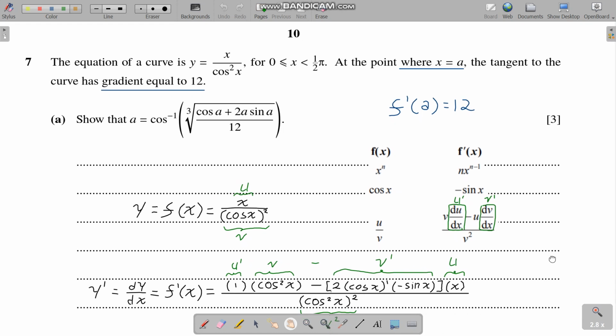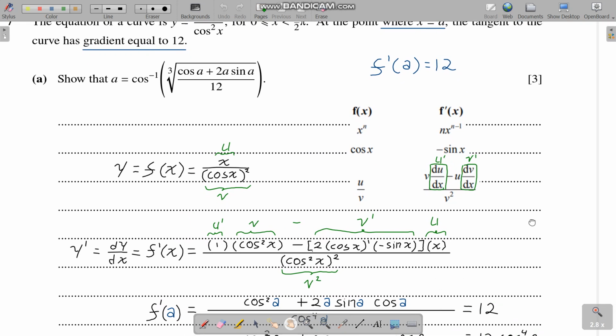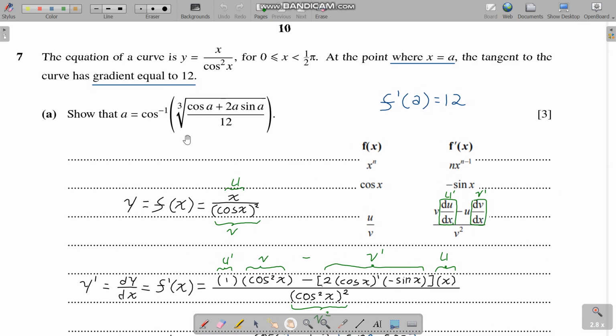Hello everyone, this question is about differentiation. The equation of a curve is y equals x over cos squared x. In the first quadrant, where x is a, the tangent is equal to 12. So this means we have to find the y prime or the f prime and then plug in a and we should get 12.